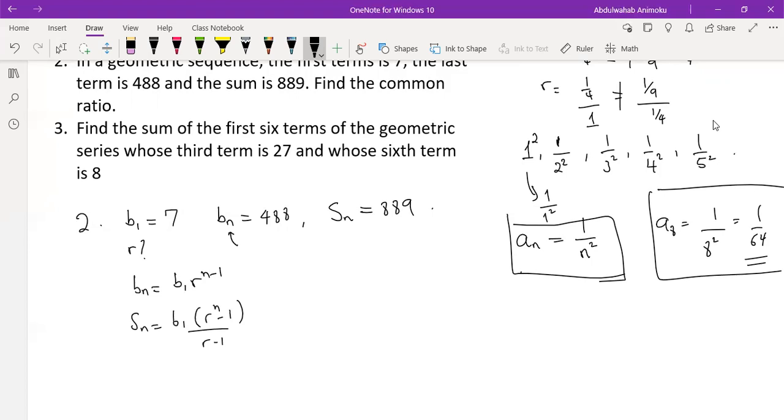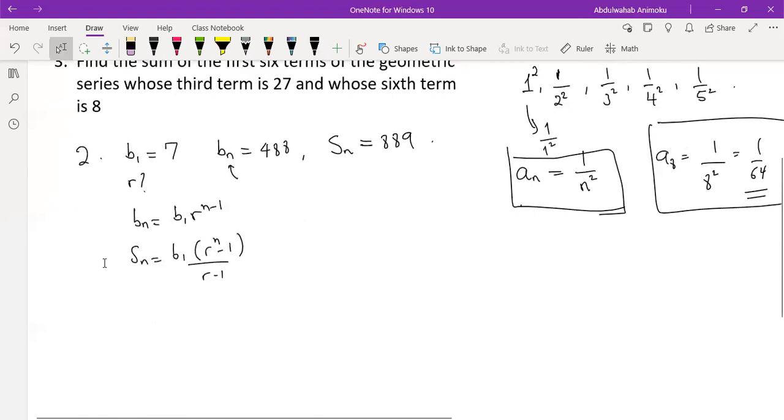Now let's see how we solve the problem. There are a couple of ways to do it, but I want to do this in a very natural way where you don't have to know some kind of tricks. Bn is given as 488, so we write whatever we know. B1 is given, which is 7, then r raised to the power n-1. This tells us that we can find what r^(n-1) is. If you have a calculator, you can see what that gives, but it's not a perfect number anyway.